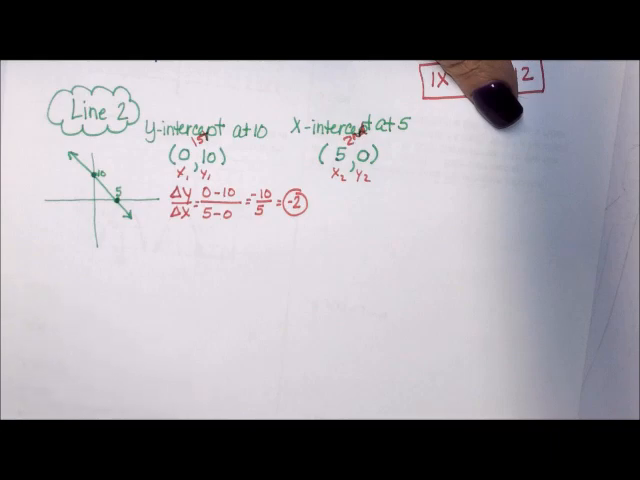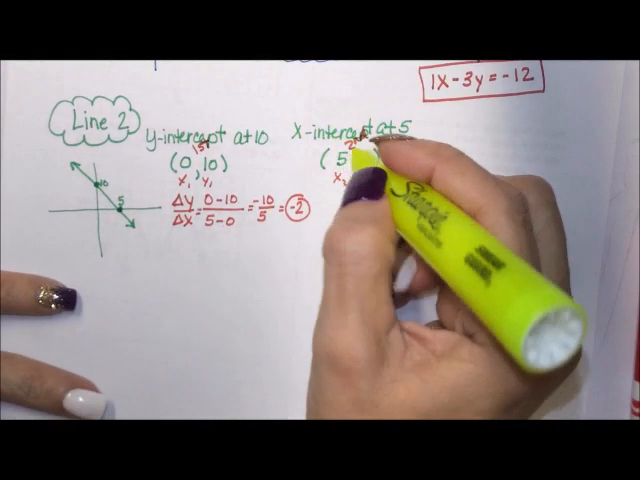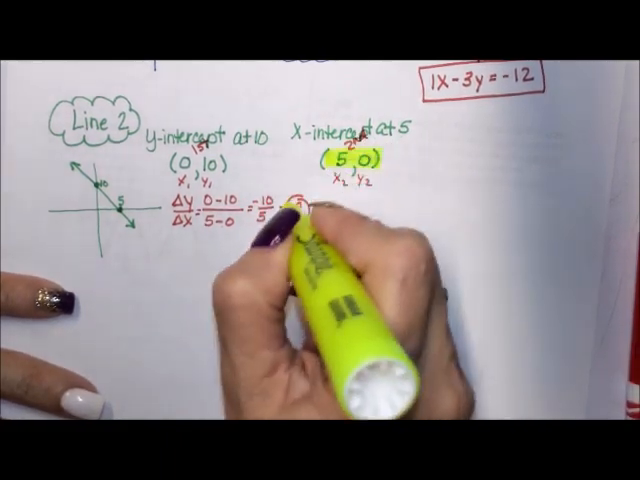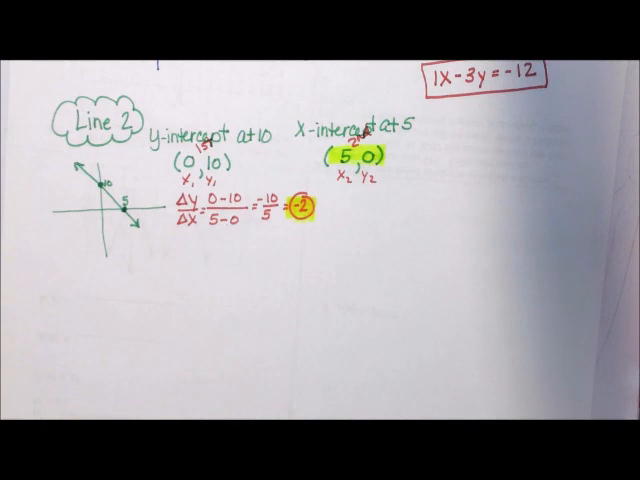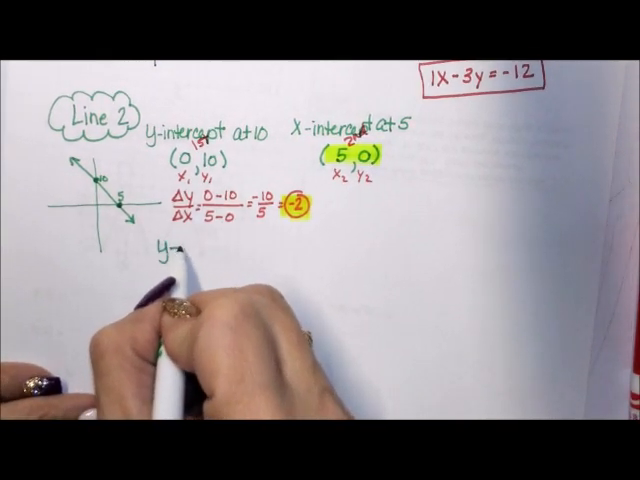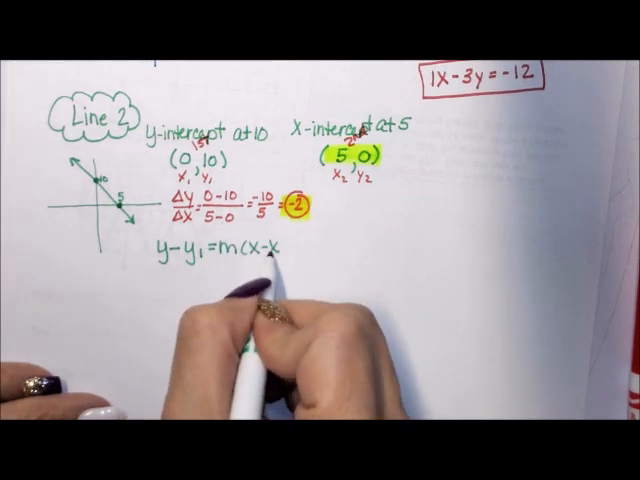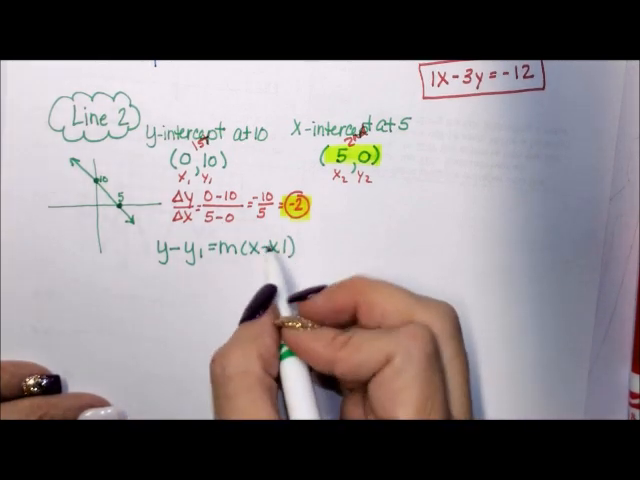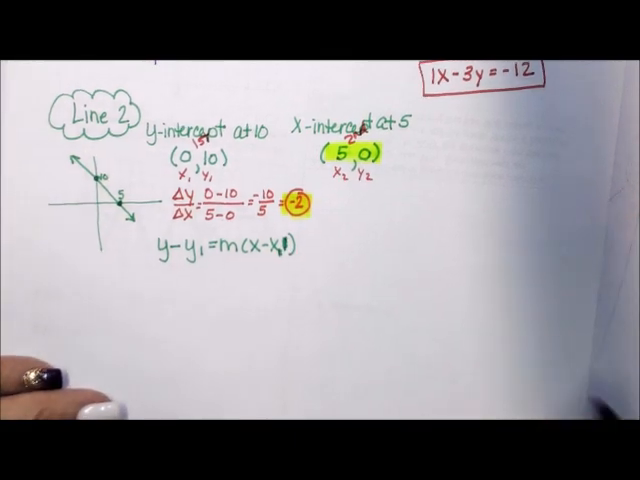I've got my slope. I need a point. You know what? I'm going to go out on a limb. I'm going to say we're going to pick this point. So we've got our point and our slope. I'm going to get you started. I may end up working this one all the way. I don't know. Y minus y1 equals the slope times x minus x1. Oh, that should be a little one, not a great big one. There we go.